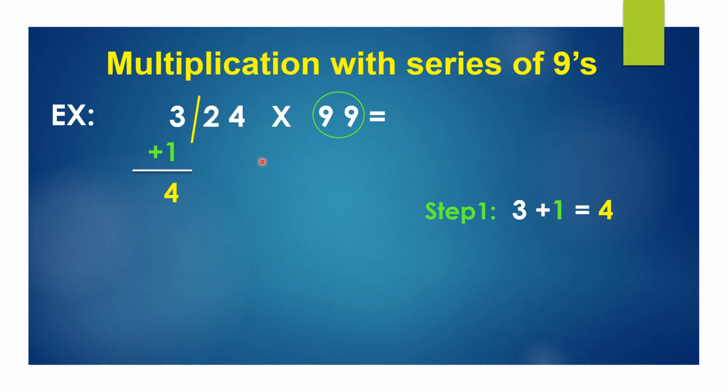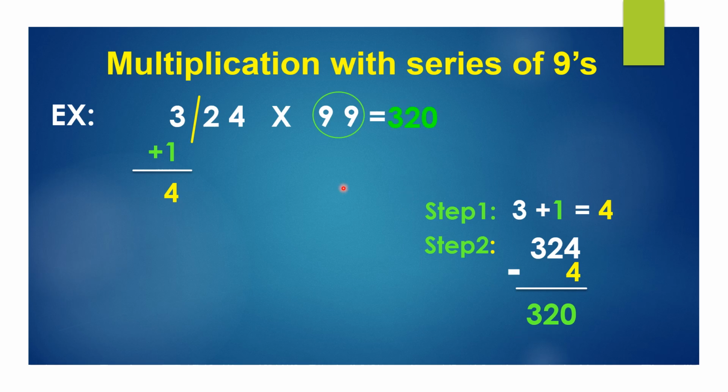Now step 2 is, consider this full whole number, whatever is there, 324. To that, you subtract 4, the answer which you got in step 1. It is 320. This 320 will be written over here, the first part of your answer. Moving on to the second part of your answer now.